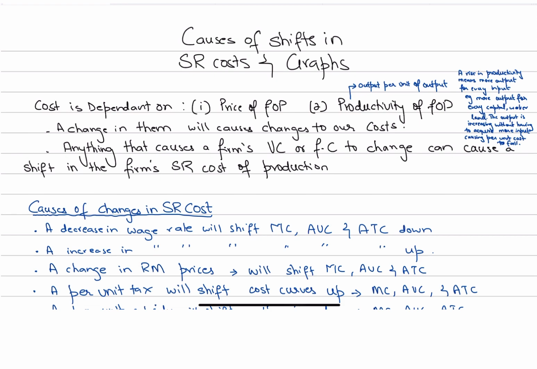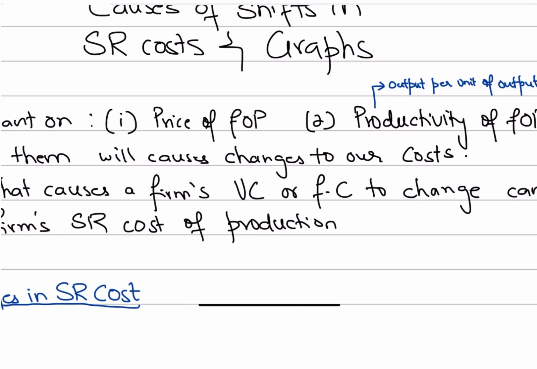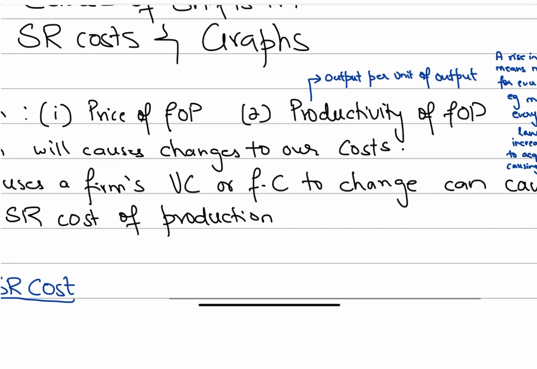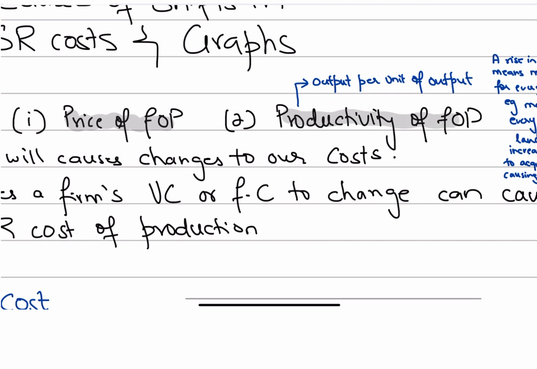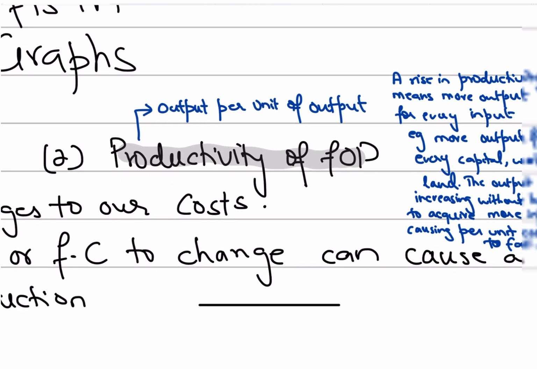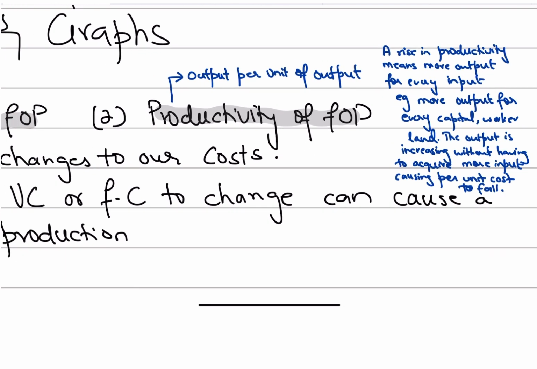So we know that cost, guys, basically depends upon the price of the factors of production, because the cost is calculated for the factors of production, how much we are using them, and whatever the price of the factors of production is. And it not only depends on that, but also on the productivity of the factors of production. Productivity basically refers to output per unit of input. That's what productivity is, right?